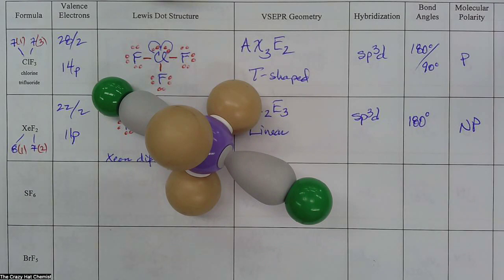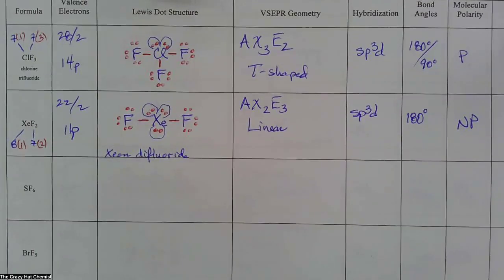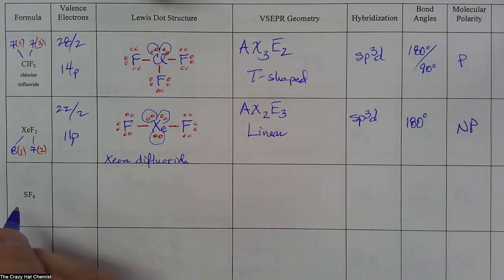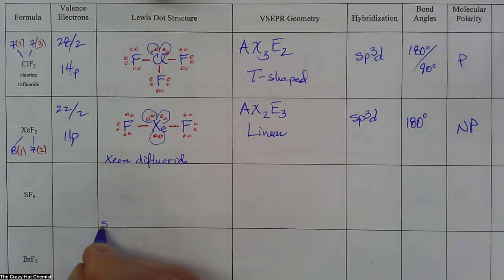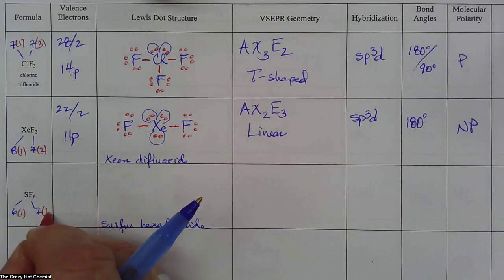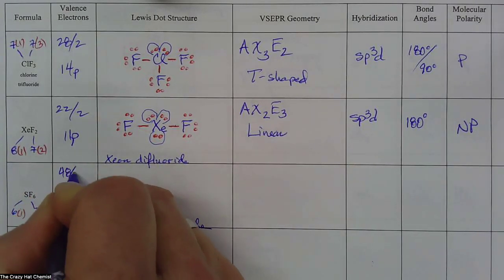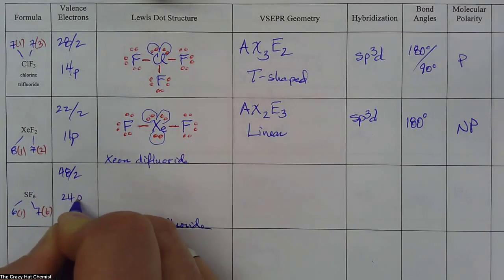All right. Move that off to the side. We're going to do our next one here. This is sulfur hexafluoride. Let's see here. This is 6 valence electrons, this is 7 valence electrons. There's one of these sulfurs and 6 of those fluorines. That's a total of 48. Divide by 2, that's 24 pair.